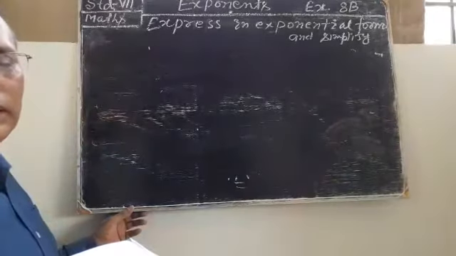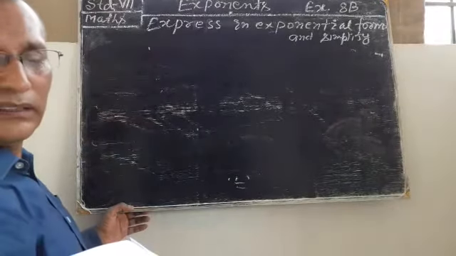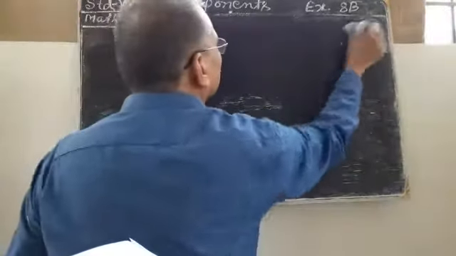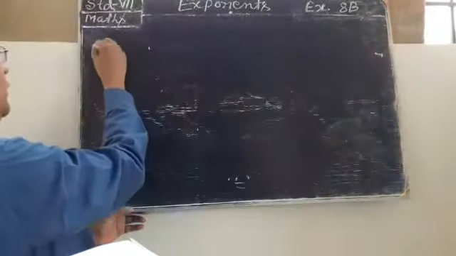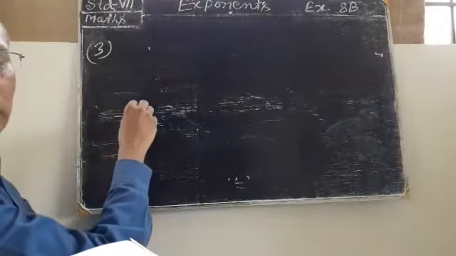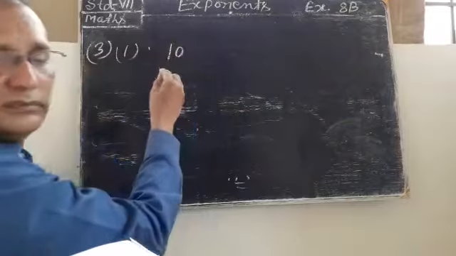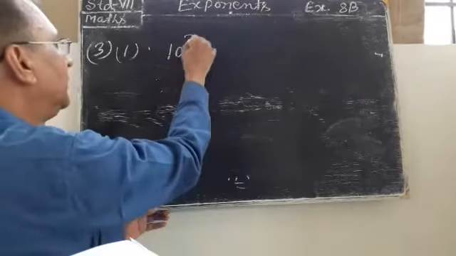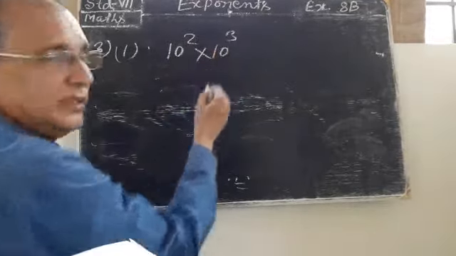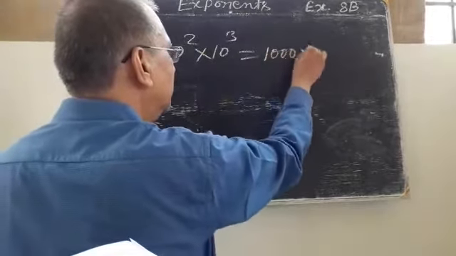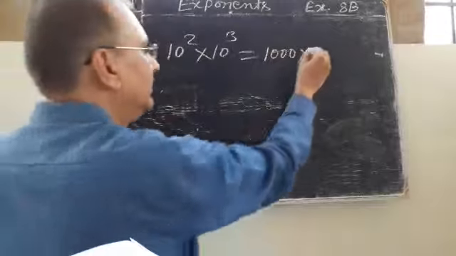Question number 3 is, say either it is true or false. True false. Question number 3, true false. First question is given 10 power 2 into 10 power 3. Here it is given 1000 into 10.